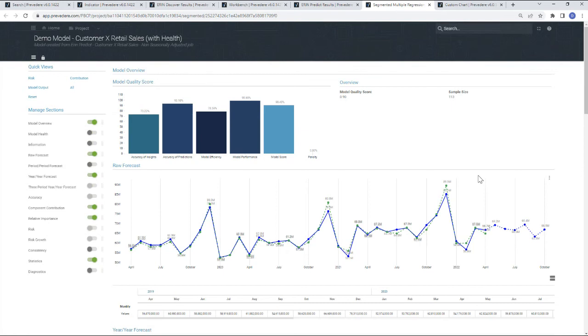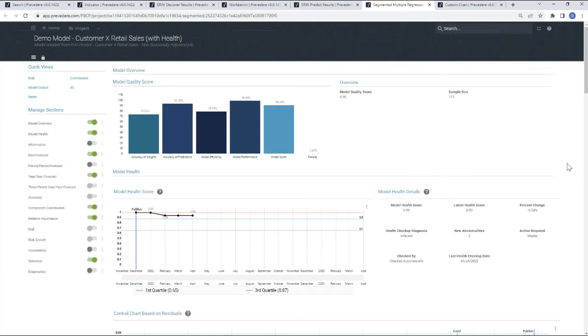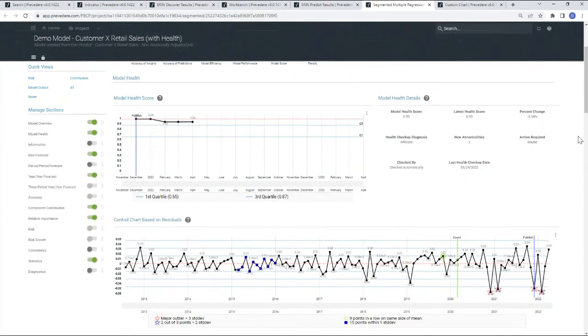At the same time, it's very important that if our models are going to be ever changing as the economic climate changes, we also need to be proactively monitoring the health and the statistical quality of these models. So as they are automatically being updated, they're also automatically being checked for the quality of the statistical model. This is what we call Prevedere Protect.